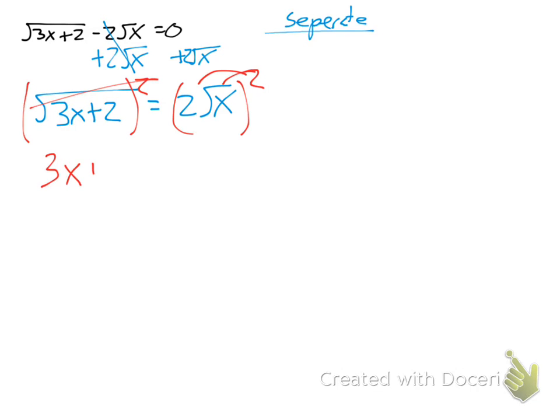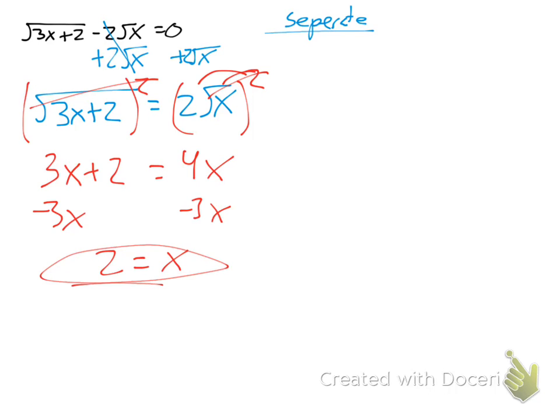It's 3x plus 2. But this side becomes 2 squared, 4. And these cancel each other out, x. Pretty straightforward. You now can solve it. Get the 3x to the other side. 2 equals x. Again, check to make sure that it works.